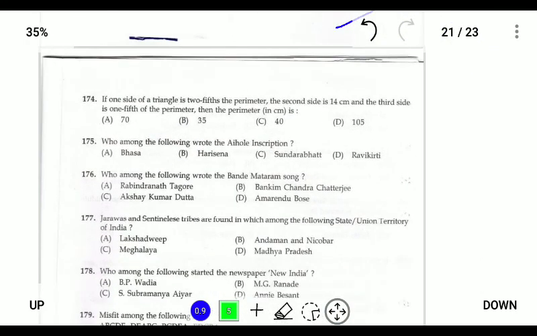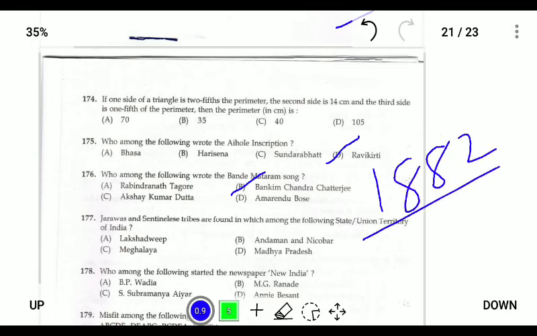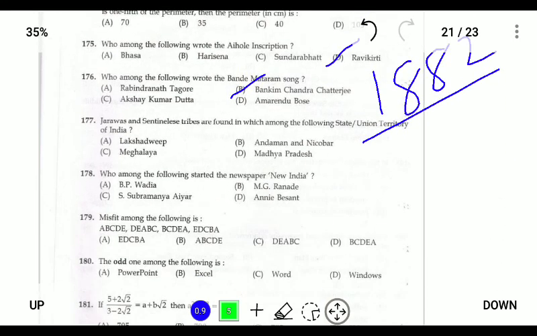Next, who among the following wrote the Aihole inscription? So the Aihole inscription was written by Ravi Kirti. And next, who among the following wrote the Bande Mataram song? So the Bande Mataram song was written by Bankim Chandra Chatterjee, and it was in 1882, where in Anandmath. Jarawas and Sentinels are found in the Union Territory of Andaman and Nicobar Island.